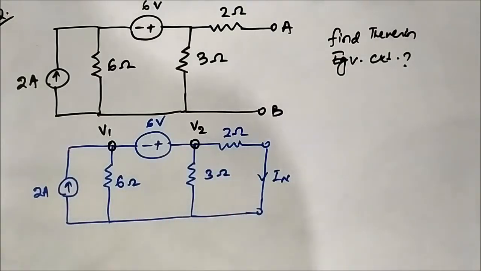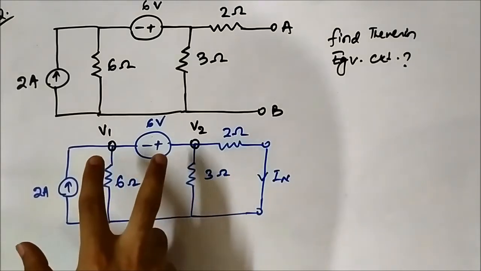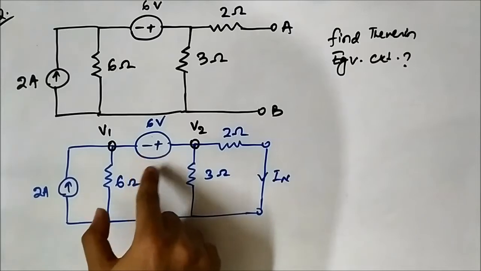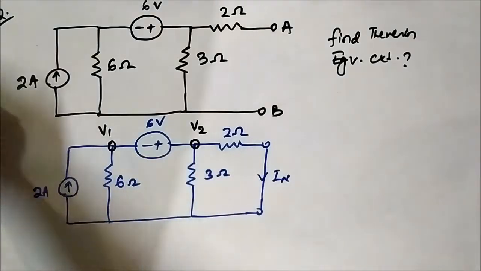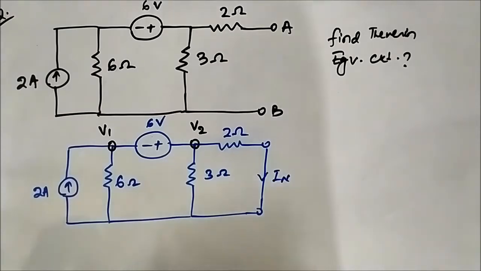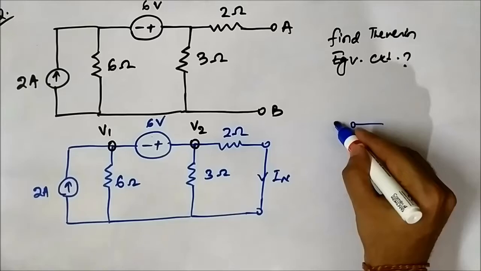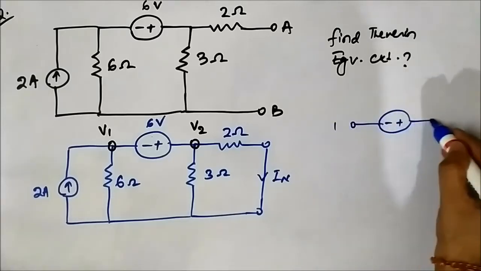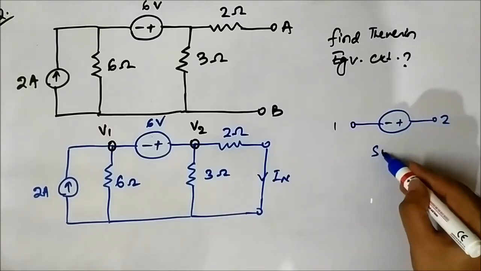Now if you notice, you will find something interesting: in between the nodes 1 and 2 there is this independent voltage source, 6 volt. So node 1 and node 2 combined form a super node.